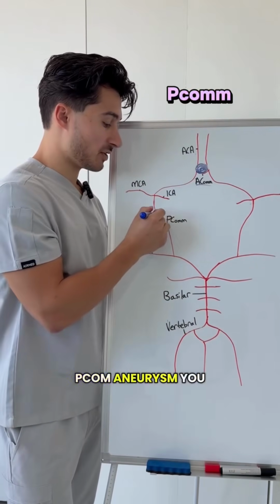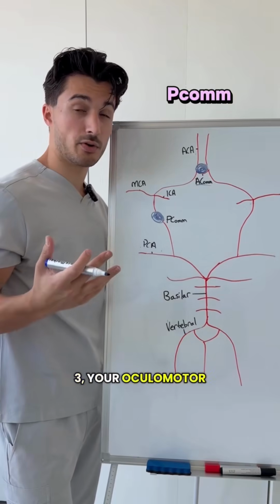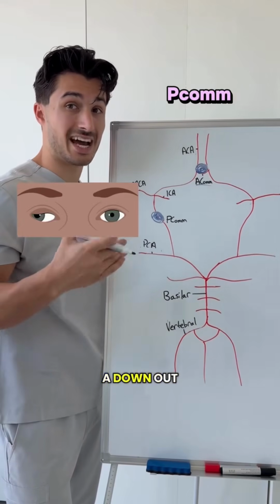And finally, a PCOM aneurysm you need to associate with a cranial nerve 3 palsy. Remember, cranial nerve 3, your oculomotor nerve, if this is damaged, you're going to get ptosis, a down-and-out blown pupil.